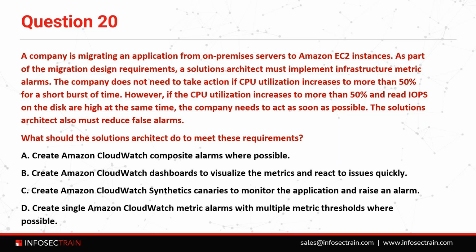Okay, so let's see what the question is trying to say in this respective case. The question is that a company is migrating an application from an on-prem server to an Amazon EC2 instance. As part of the migration design requirement, a solutions architect must implement an infrastructure metrics alarm. Can you tell me what a metric actually is?